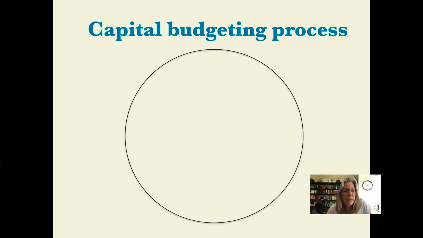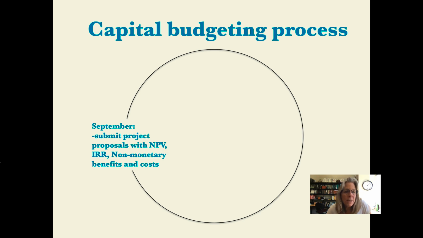So let's look a little bit at the capital budgeting process. This circle in my mind represents a year. So I'm going to start with when usually this capital budgeting process begins. What happens is during the fall, many companies ask their various divisions to submit project proposals. And this will include an evaluation of how well they think the project will return. So things like NPV, which stands for net present value, internal rate of return, IRR, and also non-monetary benefits and costs.